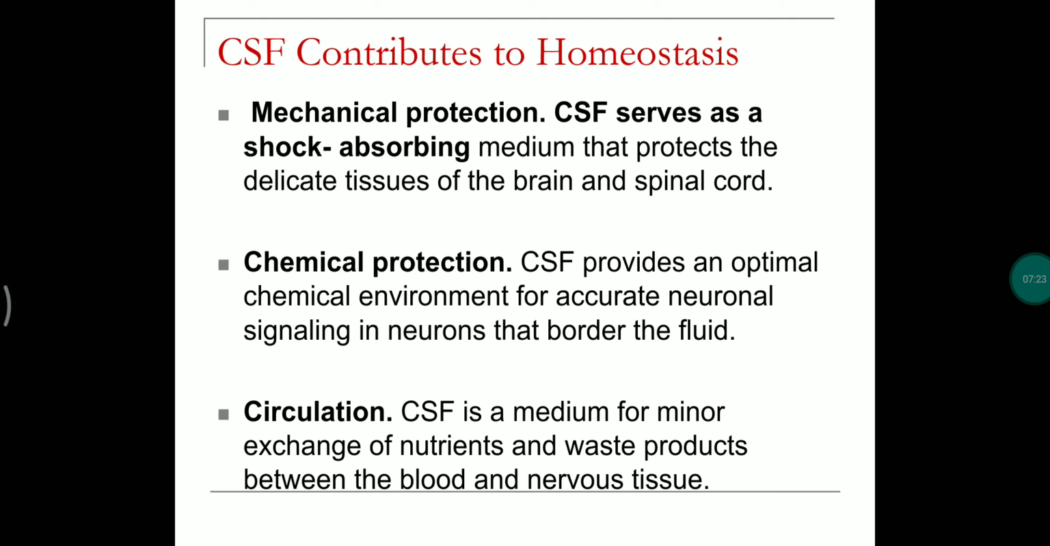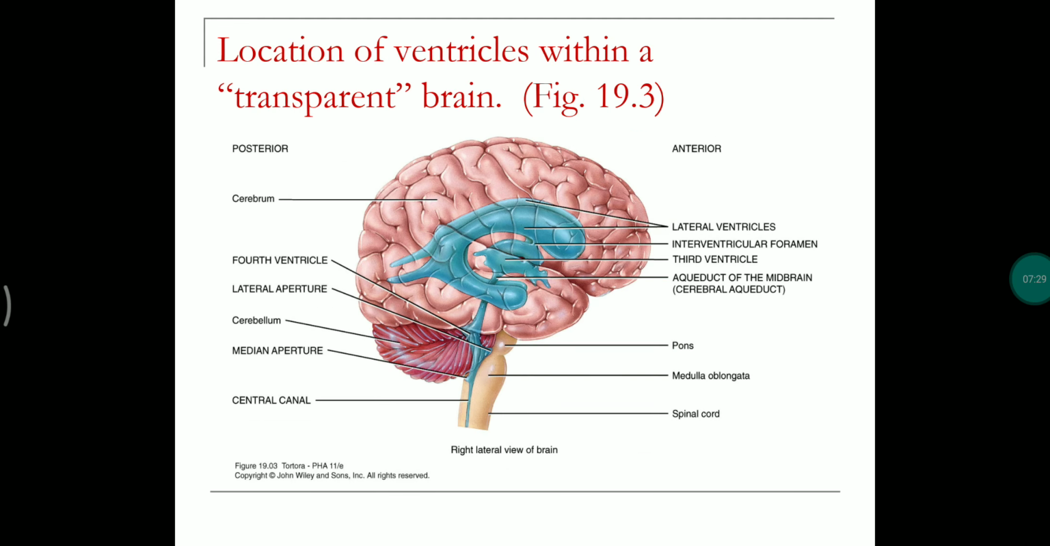CSF is a medium for minor exchange of nutrients and waste between blood and the nervous tissue. So these are the regions. The blue colored structures store and circulate the cerebrospinal fluid. We call them ventricles.